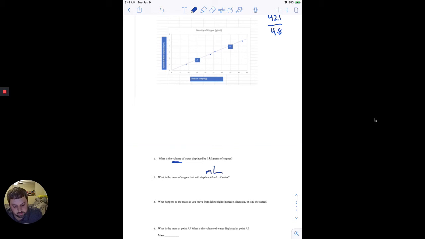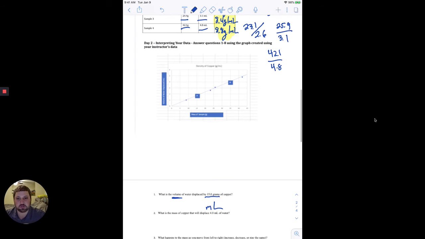It wants to know the volume of water displaced by 15 grams of copper. Well, let's take a look at where we see water displacement. Here, this tells us the volume of water that's displaced, and here tells us our mass. Well, we know our mass is 15 grams, so we're going to find 15, and we are going to follow that line up to our line, okay?